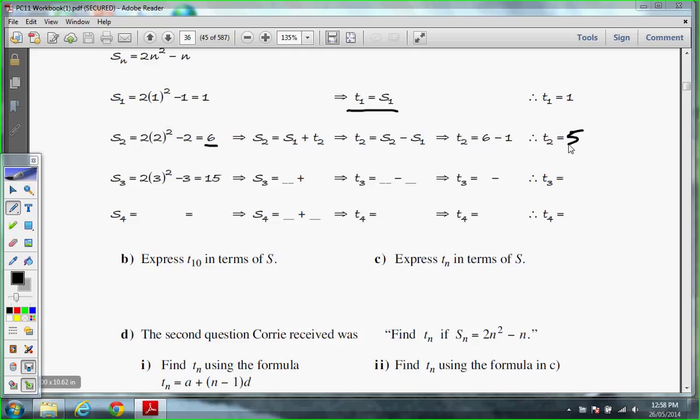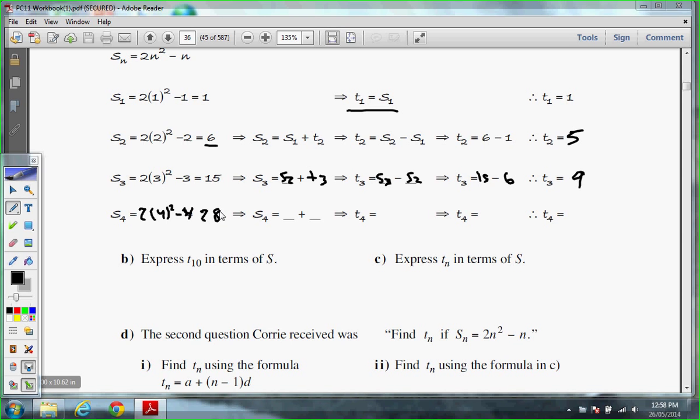Then we're just going to fill out the pattern that they want you to do here. Before, it was S1 plus T2. This time I want S2 plus T3. And T3 is S3 minus S2, which we can do. S3 is 15 minus 6. So T3 is 9. S4 is 2 times 4 squared minus 4, excuse me. That's going to give me 28.